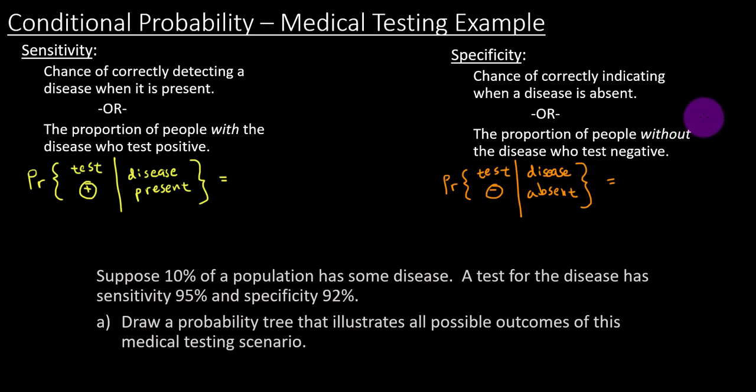Let's jump into this example. Suppose 10% of a population has some disease, and a test for that disease has the following sensitivity and specificity rates, 95 and 92% respectively. What we're going to do is draw a probability tree that helps us organize our work and will illustrate all the possible outcomes in this little scenario. The sensitivity and specificity are provided. That's great. Usually those are pretty high probabilities.